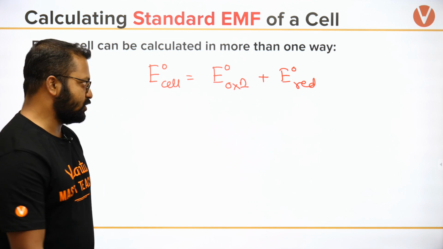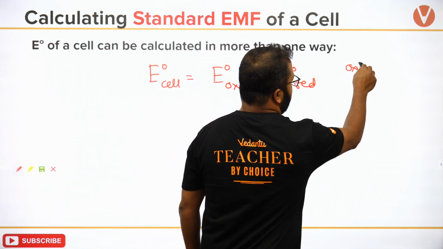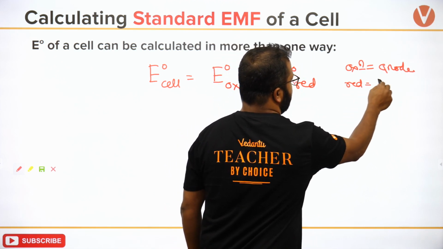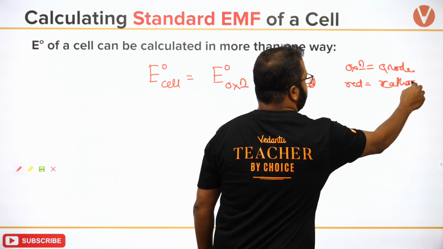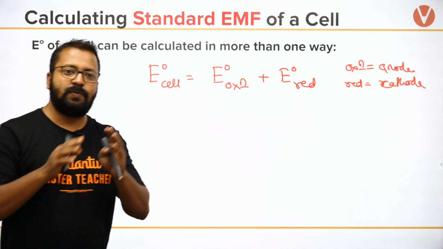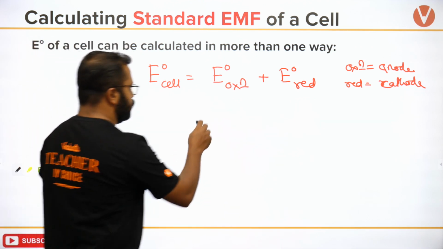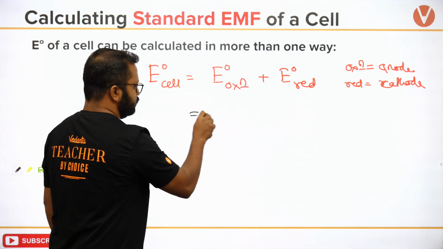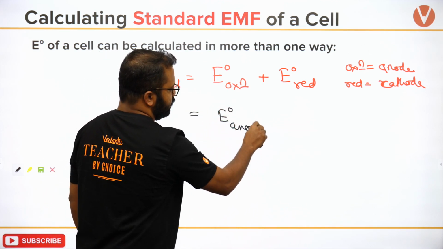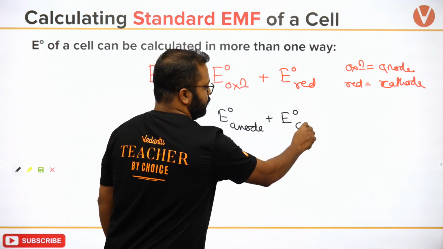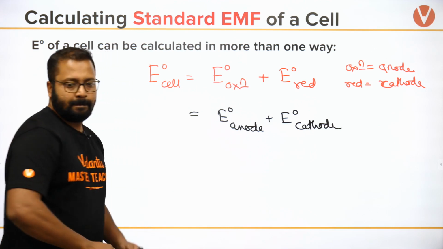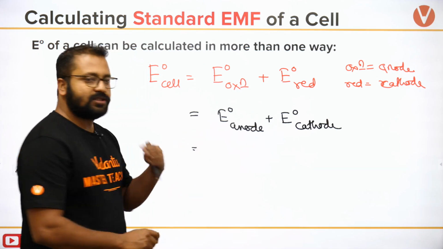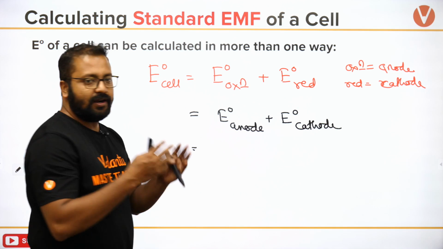Okay? E naught of oxidation. Now where does oxidation take place? Anode. Where does reduction take place? I will write cathode. Oxidation takes place at anode, reduction takes place at cathode. So can I say that it will be E naught of anode plus E naught of cathode? Okay, it will be plus. Remember, it will be plus. Now anode undergoes oxidation, cathode will undergo reduction.